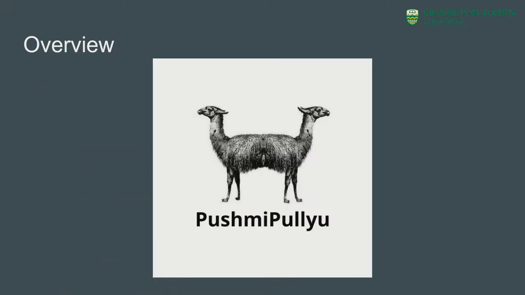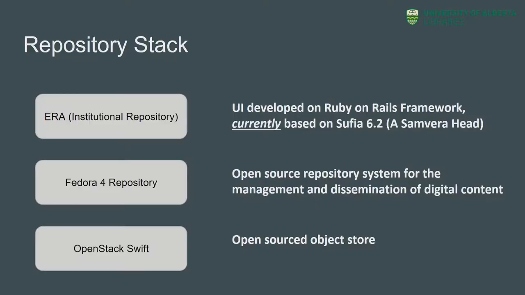So PushMi-Pullyu comes from Dr. Doolittle. It's a Ruby application running behind a firewall to pull the content from the Fedora repository in response to a user action on the institutional repository interface. And it will construct a lightweight archival information package for each object and push that content into our long-term preservation storage, OpenStack Swift. So that is our current repository stack.